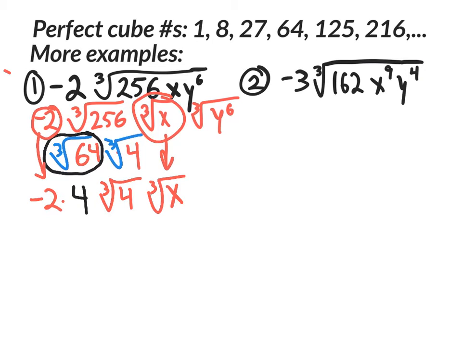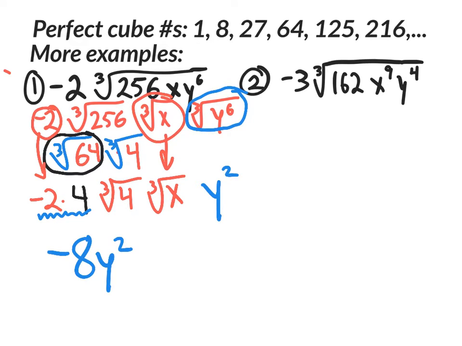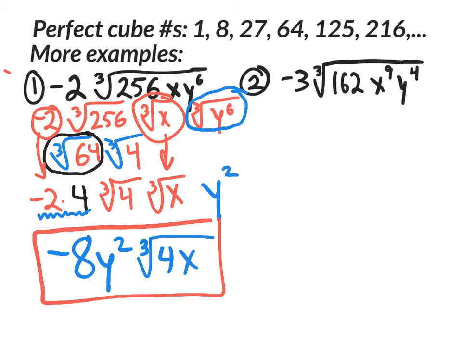And the last one, that one works out nicely. What is the cube root of y to the 6th? Remember, a cube root is really like a 1/3 power. It's like dividing by 3. So what's the cube root of y to the 6th? Y to the 2nd. So our final answer will be negative 2 times 4, that's negative 8. And then I'm going to put the y squared right after that nice number, negative 8. And then I put the radicals together underneath the same radical, the third root of 4x. That is our final answer for number 1 on this slide.